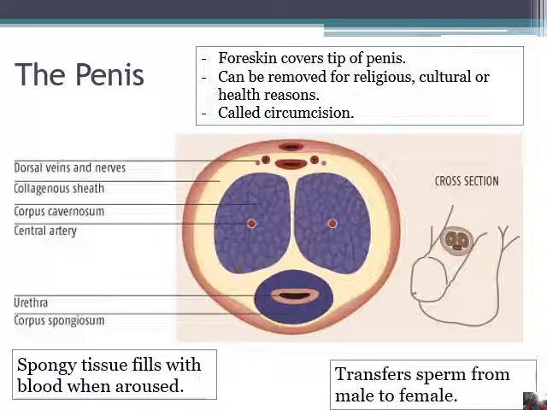Finally, right at the top over there, the foreskin covers the tip of the penis. You are also allowed to use the tip of the penis in a test or an exam. You don't have to use the word glans or head. It can be removed for religious or cultural or health reasons.